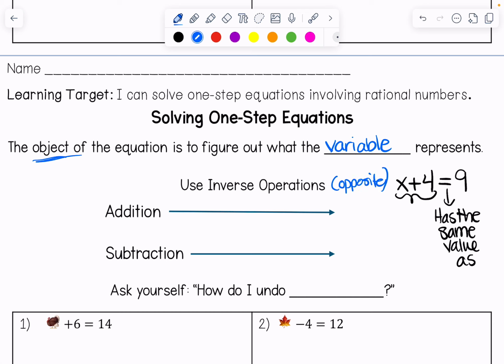So we're going to do a couple that focus on addition and subtraction. The inverse operation of addition is going to be subtraction, and the inverse operation of subtraction will be addition.